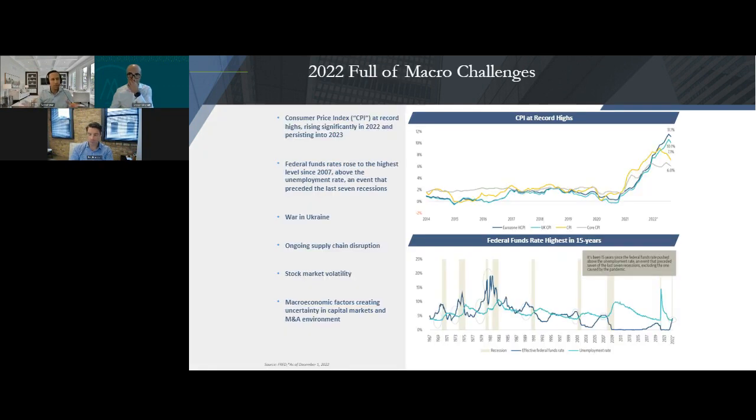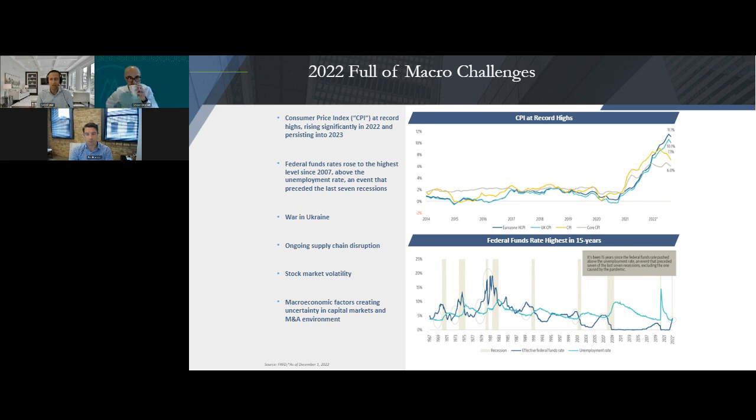So let's talk first about 2022. We saw a significant amount of macro challenges here in 2022. The CPI was at record highs. Inflation obviously skyrocketed last year in 2022. As a result, the Fed raised federal funds rates, so interest rates went to the highest levels that we've seen since 2007. You had the war in Ukraine emerge. You had ongoing and fairly significant supply chain disruptions.